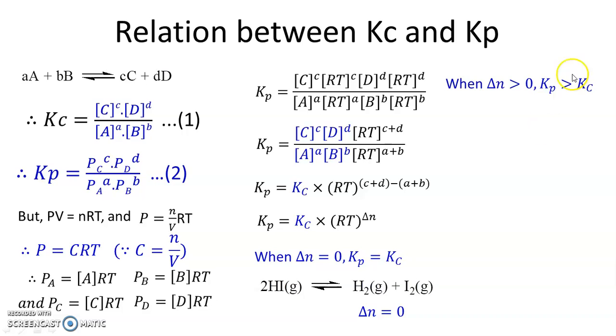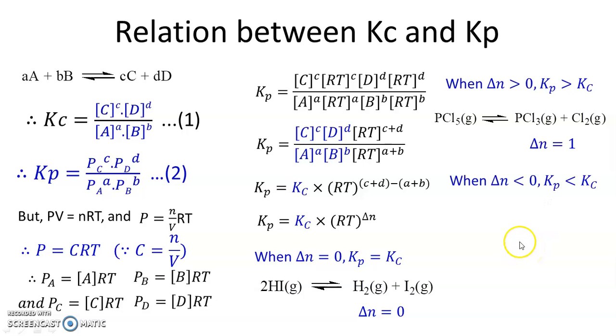Another condition is when delta N is greater than 0, or positive. In that case Kp must be greater than Kc. For example, 1 mole of gaseous phosphorus pentachloride, on decomposition, gives 1 mole of phosphorus trichloride gas plus 1 mole of chlorine gas. Here 2 moles of products are formed from 1 mole of reactant, and therefore delta N is equal to 1, or positive, and hence for this reaction Kp is greater than Kc.